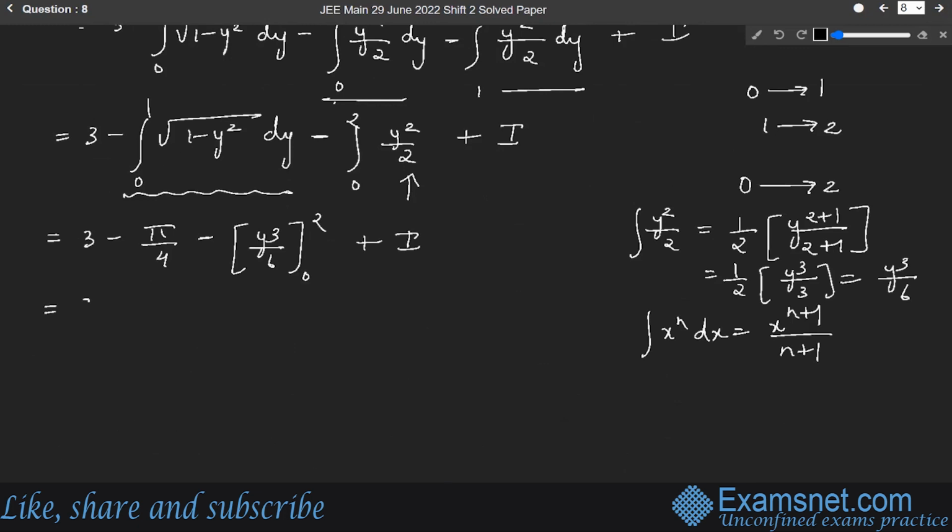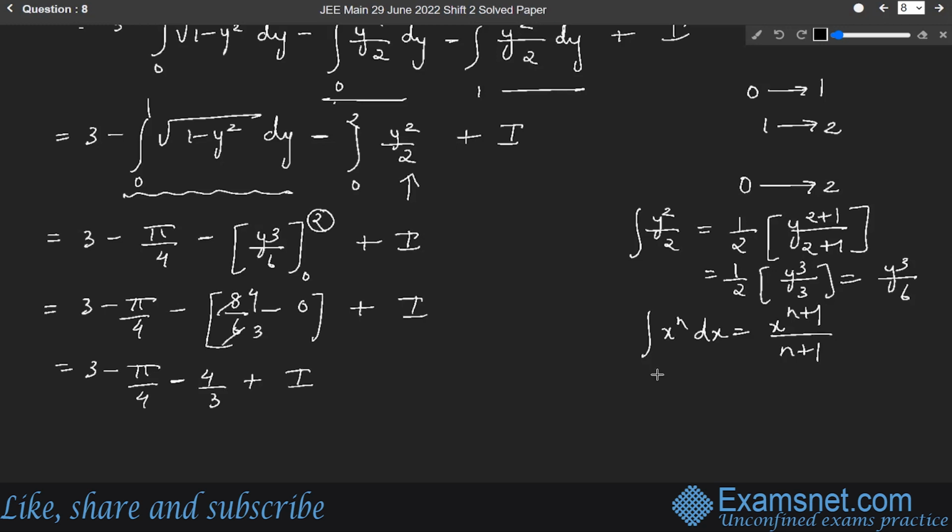Okay. So it will be 3 minus pi by 4 minus, when we put the limits here, y cube means we have to put 2 in the place of y. So 2 cube is 8. 8 by 6 minus, when we put 0, it will be 0. Then plus I. So it will be 3 minus pi by 4 minus 8 by 6, which is actually 4 by 3. So minus 4 by 3 plus I.